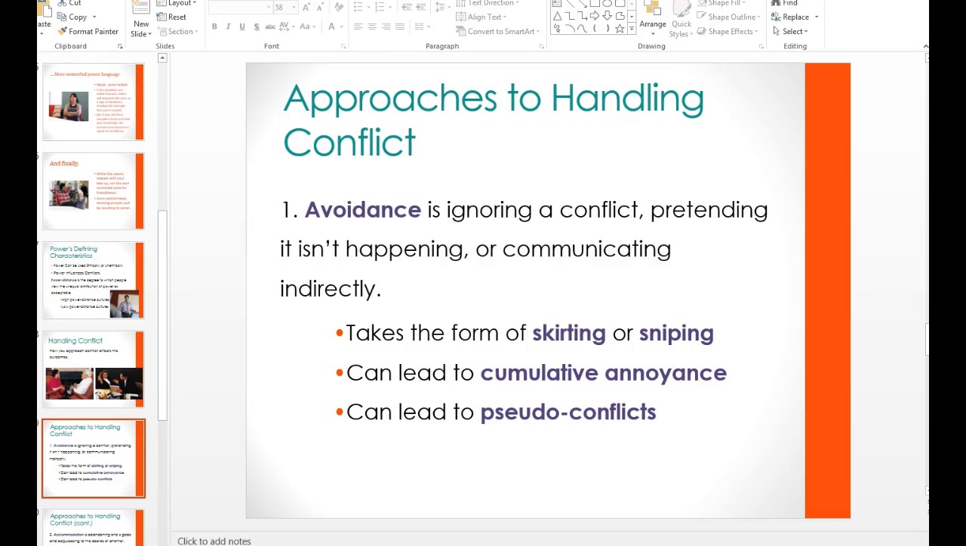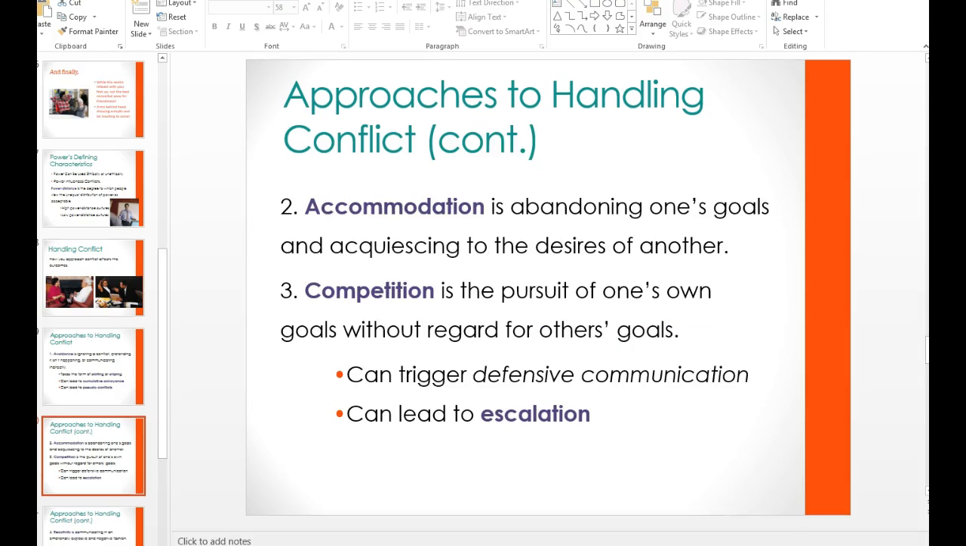Sometimes avoidance can be a good way to handle conflict, especially if you get very emotional or it's a very emotional situation. In those terms, it probably is better to walk away. Another approach to handling conflict is accommodation. You abandon your own goals and acquiesce to the desire of another. This can work, and it may work for a while, but eventually your own desires are going to come out.